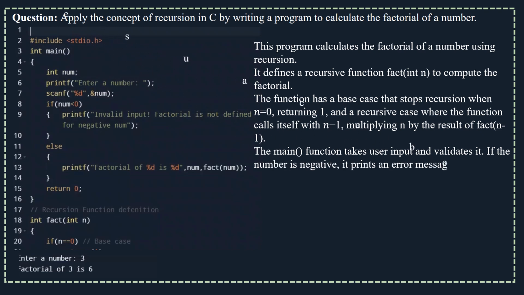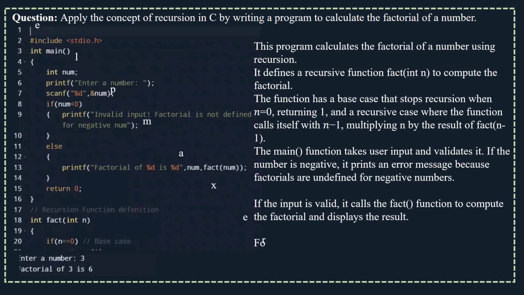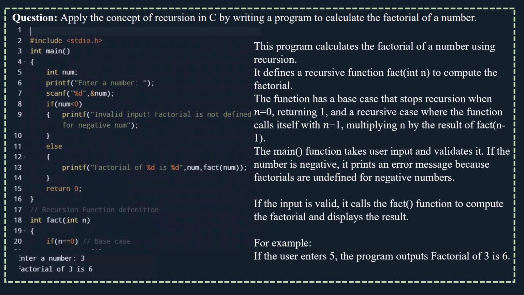The main function takes user input and validates it. If the number is negative, it prints an error message because factorials are undefined for negative numbers. If the input is valid, it calls the fact function to compute the factorial and displays the result. For example, if the user enters 3, the program outputs "Factorial of 3 is 6".